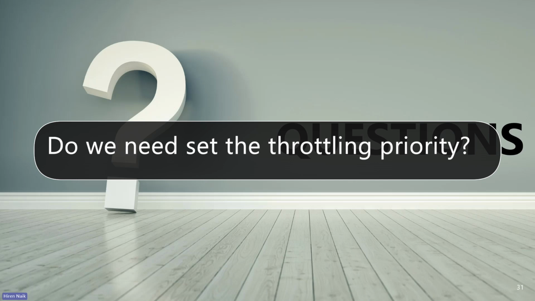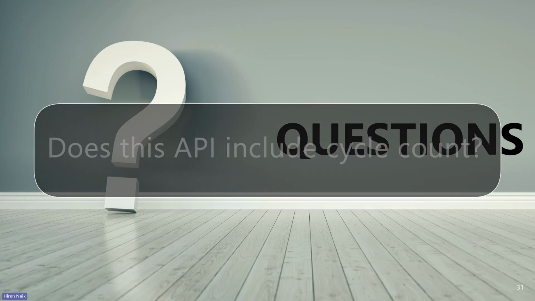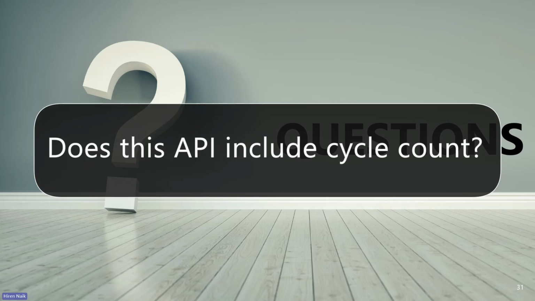Do we need to set the throttling priority for two batch jobs in FNO, or is it set by default? When you click on that configuration button, enable posting job, it will automatically be set as normal. But if you think these particular batch jobs are critical, then you can always change the criticality of those batch jobs. Does this API include cycle count?